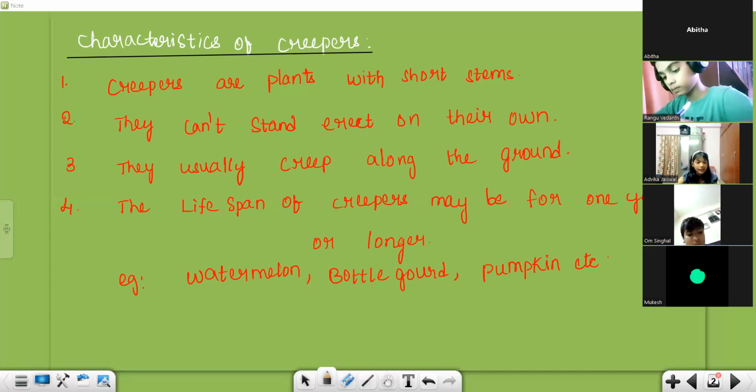Ma'am, can I say one? Climbers grow like, I can give an example like grapes. Yes, so they are lighter, so they can grow upward. Whereas creepers grow heavy things like pumpkin and bottle gourd. So that is why they are on the ground. Ma'am, I'm completed. Okay, ma'am. Okay.